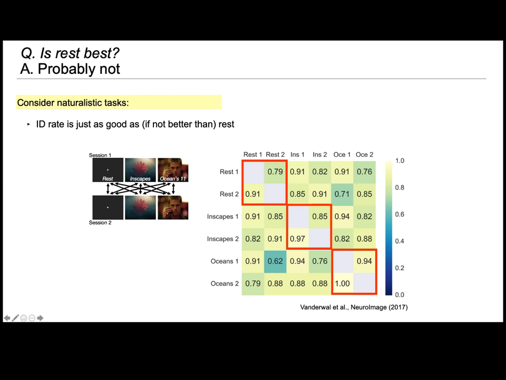But we're also doing really well in these off-diagonal elements too, suggesting that we're able to match people between resting state and watching a movie pretty well. Even though everyone looks more similar in the movie condition, they still look enough like themselves that we can pick up on this individual signal.